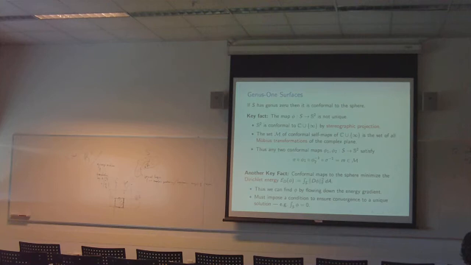Möbius transformations are M of z equal to az plus b over cz plus d, viewed as complex numbers, so therefore I can divide complex numbers. These are so-called fractional linear transformations. The basic result in complex analysis is that the only holomorphic bijective maps from C to C are these Möbius transformations.